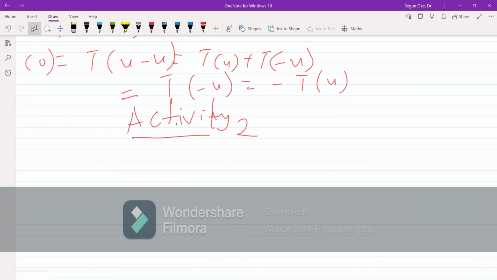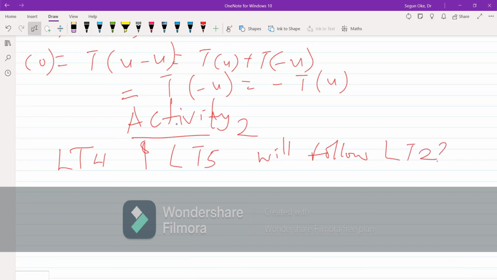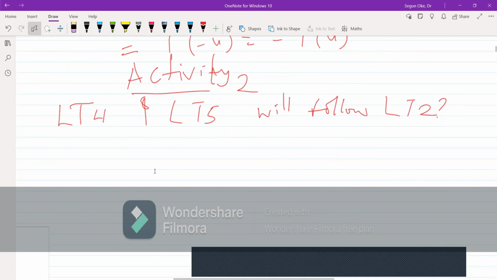We are saying you should show how LT4 and LT5 follow LT2. Can you show that? The same way I just proved the above problem, I want you to lay your hands on it and quickly solve it. So these are the conditions that we'll be reflecting on, reminding ourselves of.